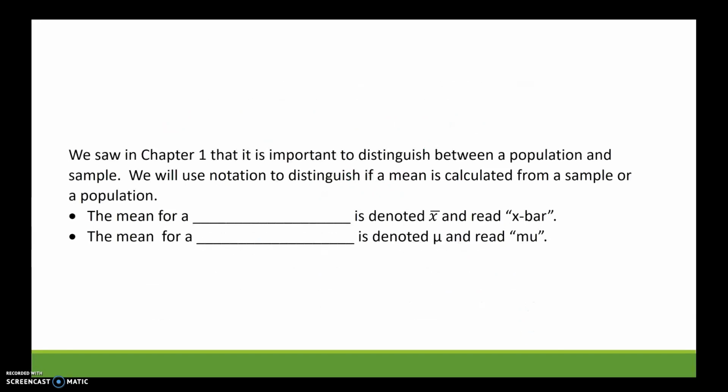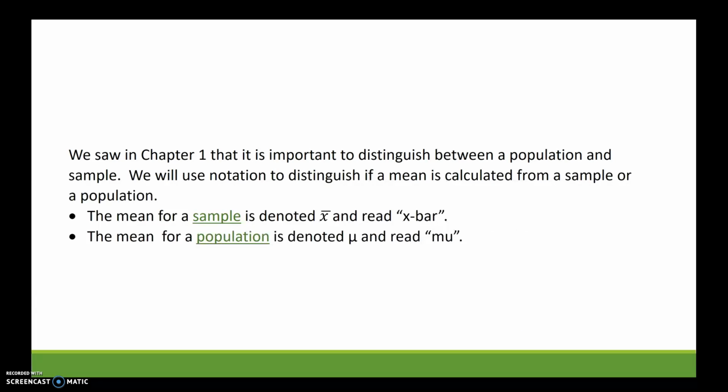Now, recall in Chapter 1 that it's important to distinguish between a population and a sample, and we're going to use notation to distinguish if a mean is calculated from a sample or a population. When we come back to class on Tuesday, you're going to have a quiz over this right here. Anytime we calculate the mean from a sample data set, we're going to denote it as X bar, with the little line over the top of the X. Anytime we calculate a mean for population data, we're going to denote it with the Greek letter mu. So for your quiz on Tuesday, if I give you a scenario where I calculate the mean from a sample data set, you'll need to tell me the symbol is X bar, whereas if I calculate a mean from a population, the symbol is mu.